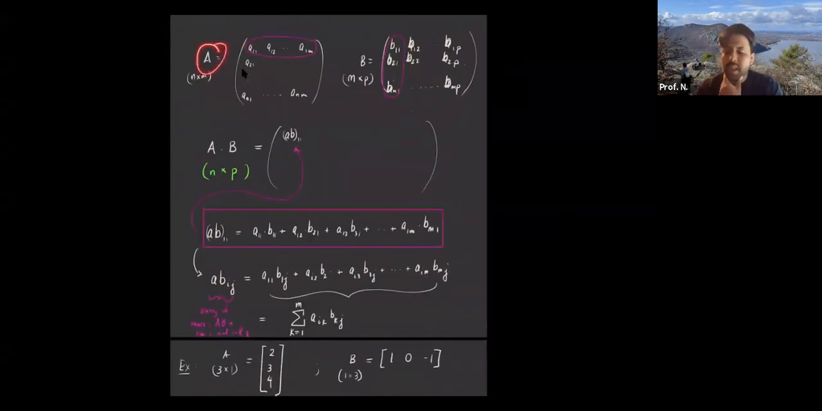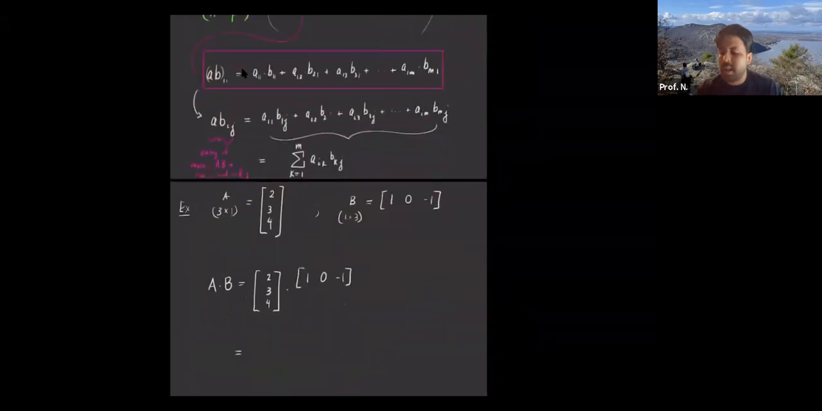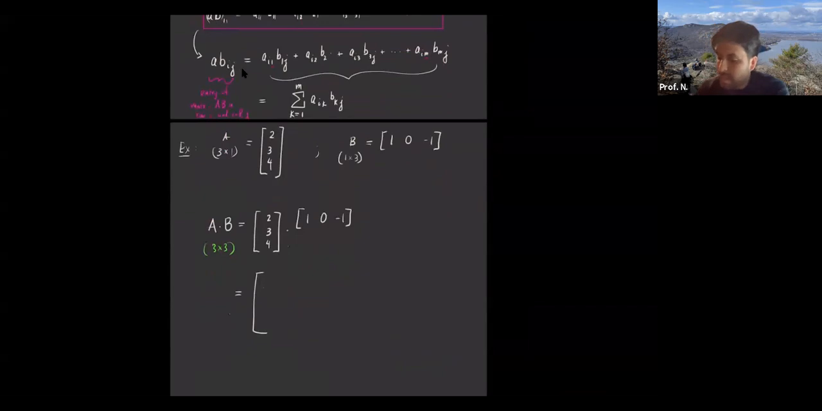So the number of rows of A and the number of columns of B is my new matrix size. In this case, the number of rows in A is 3 and the number of columns of B is 3. So the result would be a 3 by 3 matrix. So then what's the first entry? Can anybody tell me the first entry? The first row in the first column.